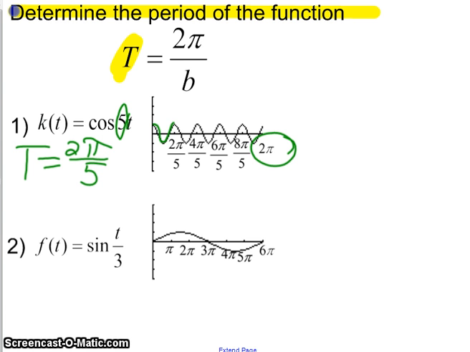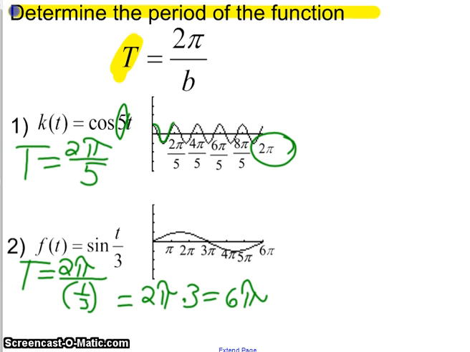All right, so now for problem 2, we're going to use the same formula. T equals 2 pi divided by, now tricky, what's B? Let's see if any of you brilliant people can tell me what B is. 1/3, very nice. How do you divide by a fraction? Multiply by the reciprocal. So this is equal to 2 pi times 3, which is 6 pi.